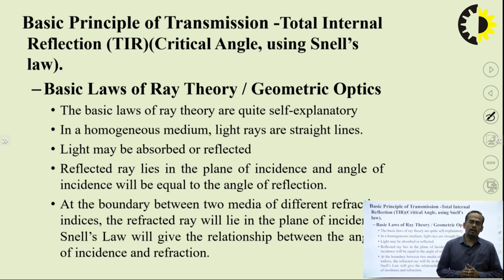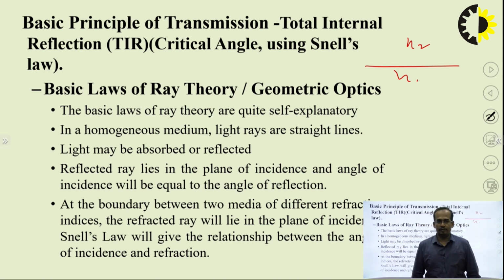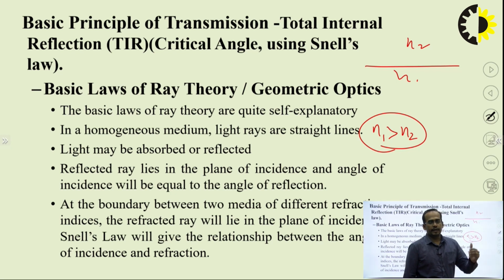Snell's law says that if a light is incident on a plane at some angle with the normal, and suppose the first medium has refractive index n1 and the other medium has refractive index n2, and n1 is greater than n2. What does it mean? It means that the refractive index of medium 1 is greater than the refractive index of medium 2.